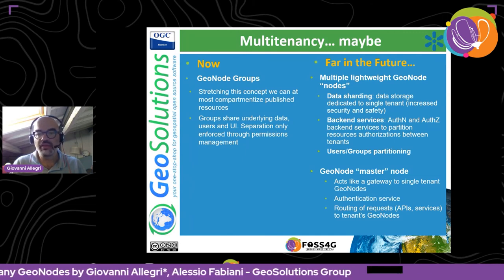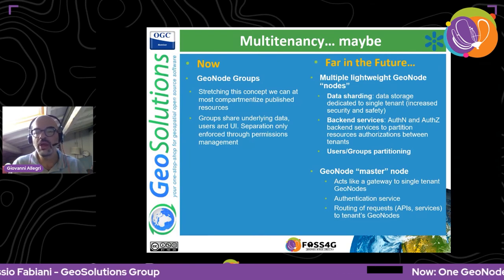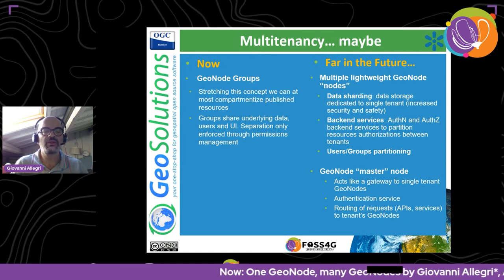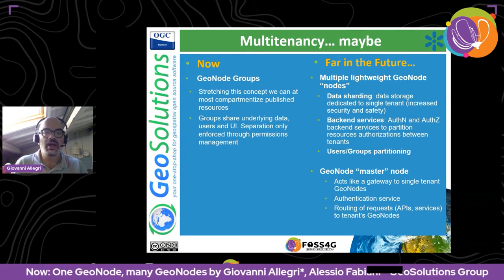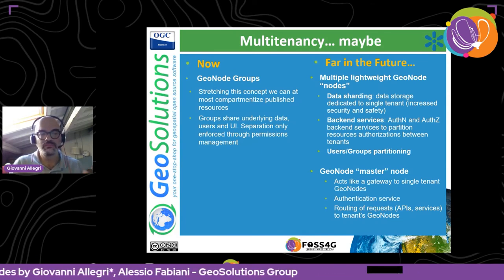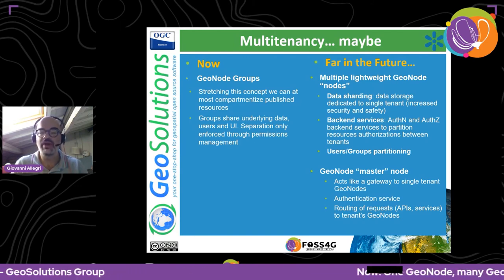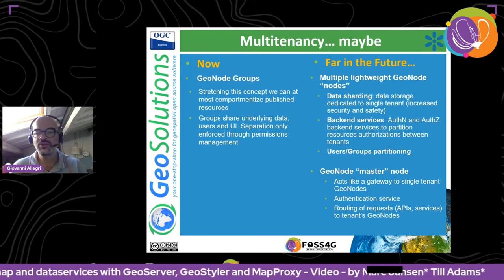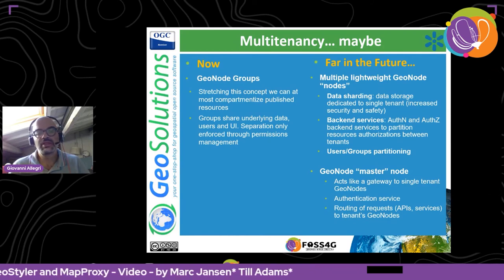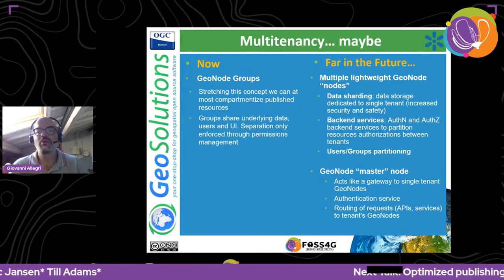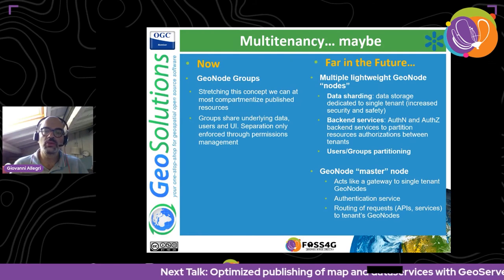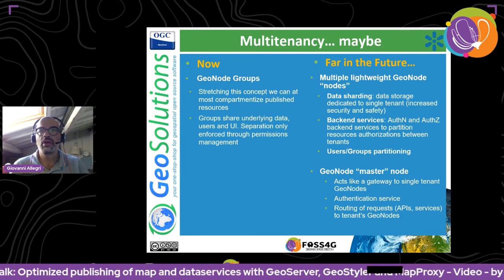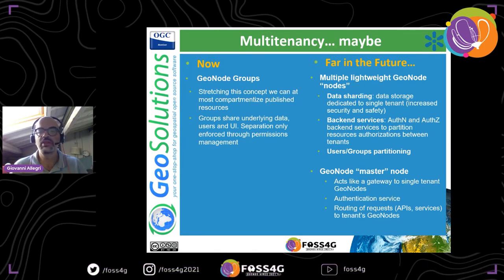We have data sharding, we have backend services. This is what I was saying before, users and group partitioning. We already have all these concepts, but in most complex scenarios, in particular what someone calls the multi-tenancy scenarios, maybe Geonode is not ready to be used in a multi-tenancy environment or to provide multi-tenancy services. You can get there with some effort. You can more or less have it, but it's probably not the right way to do that. So probably the best way is to deploy multiple Geonode nodes and make them share single sign-on, shared authentication and authorization services, shared GeoServer with data sharding and so on, and maybe you get better results.